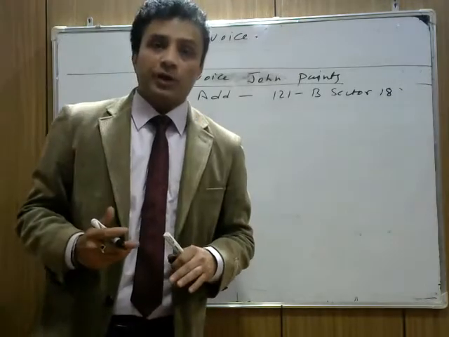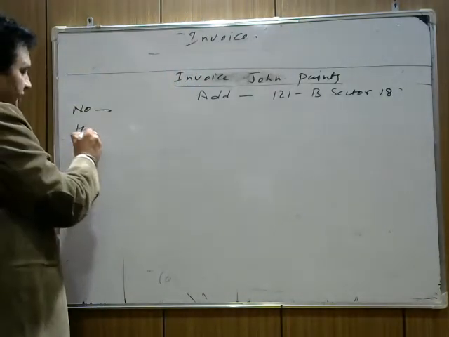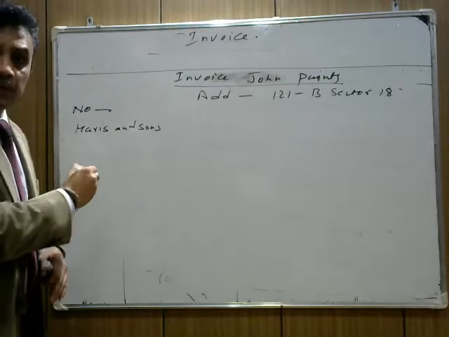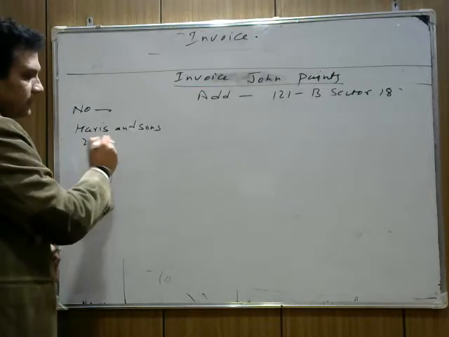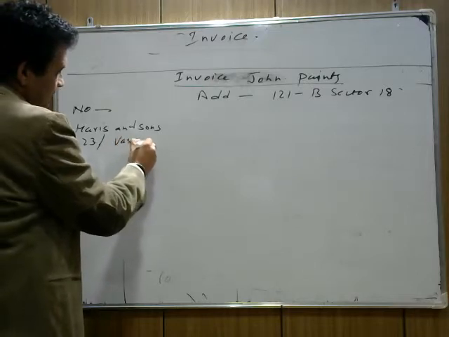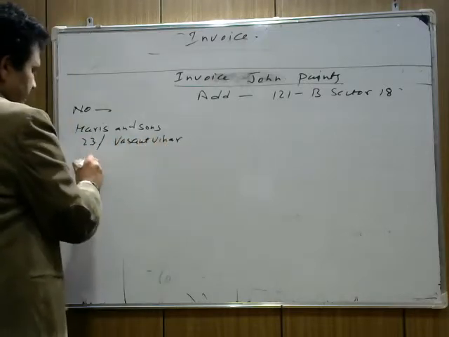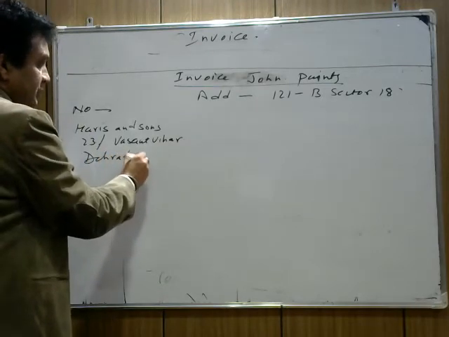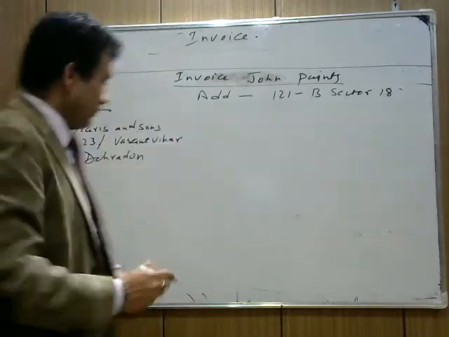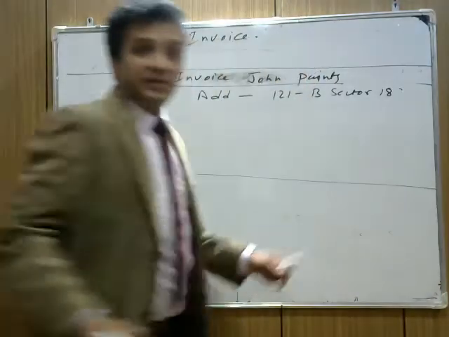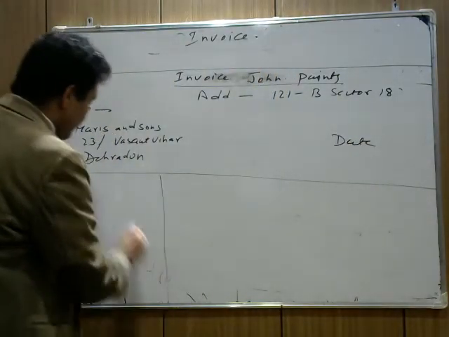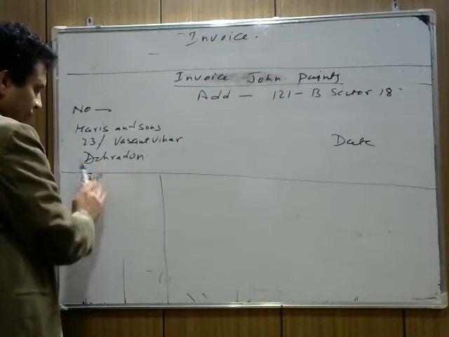And the address of the person who is purchasing goods from you on credit. So suppose we are purchasing from Harish and Sons. Here comes the address also. Suppose 23 Vasant Vihar, Dehradun. He has purchased goods from John Paints. Here the date is also mentioned, on which date you purchase. Here comes quantity, how much quantity you purchase, we write quantity over here.